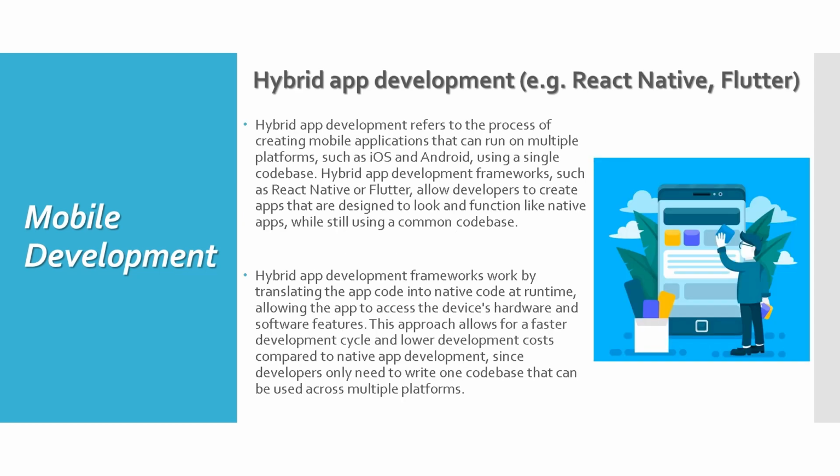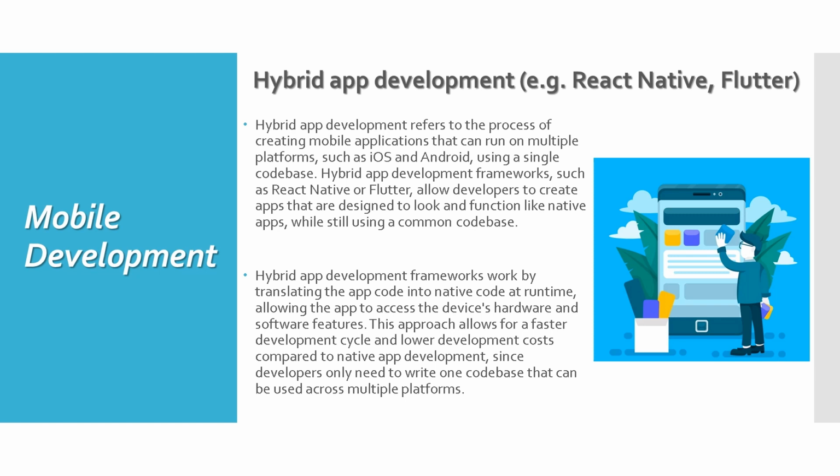Hybrid app development refers to the process of creating mobile applications that can run on multiple platforms, such as iOS and Android, using a single code base. Hybrid app development frameworks, such as React Native or Flutter, allow developers to create apps that are designed to look and function like native apps while still using a common code base.